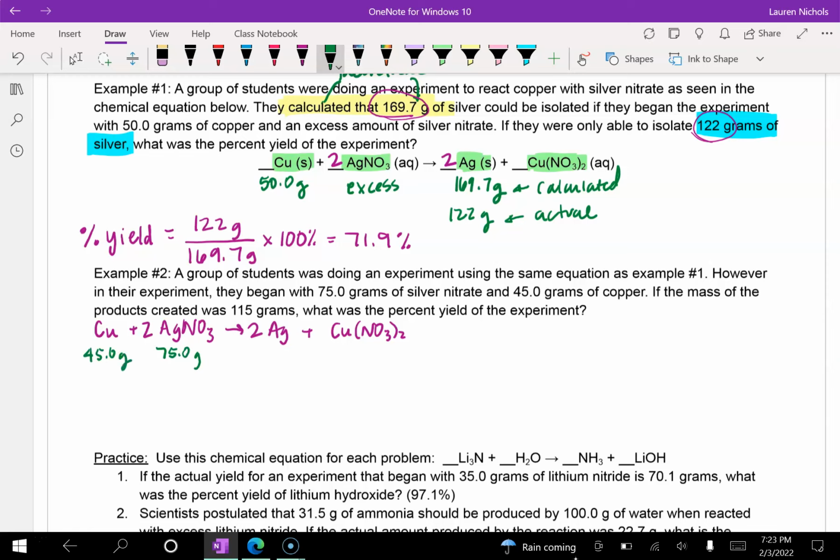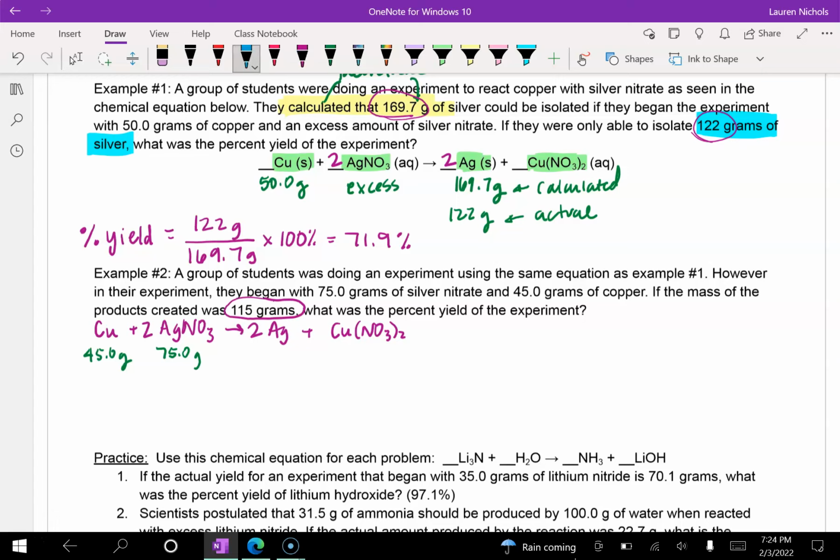If the mass of products created was 115 grams, what was the percent yield of the experiment? So they are telling us that the 115 grams is what was actually made. So how do we figure out our theoretical amount? Well, there's a couple ways that you could do this. We could do the stoichiometry of it and turn all of those into t-charts.